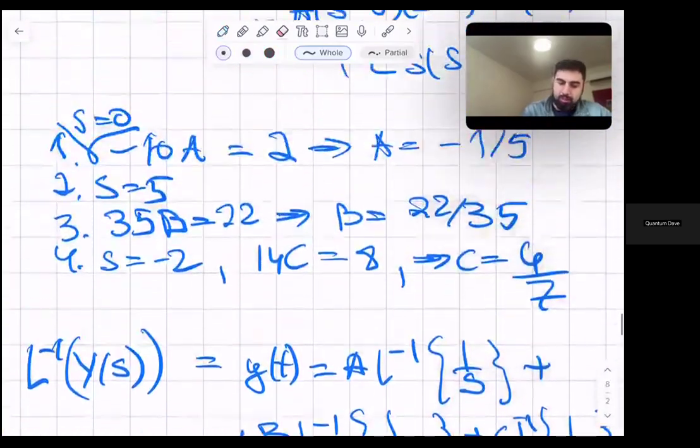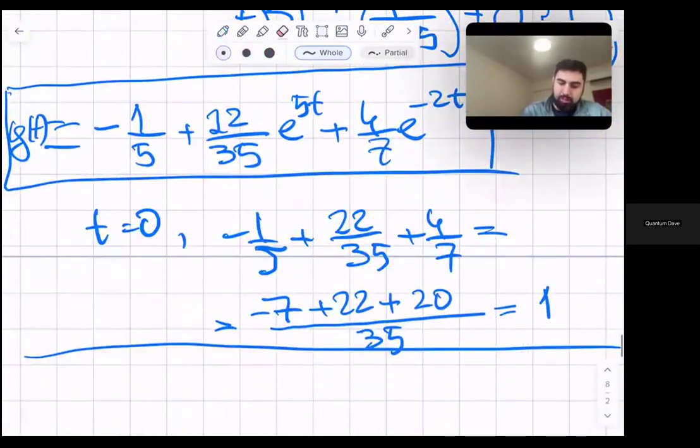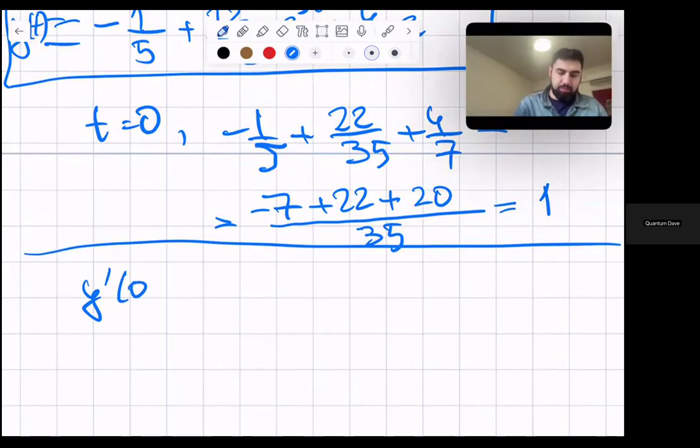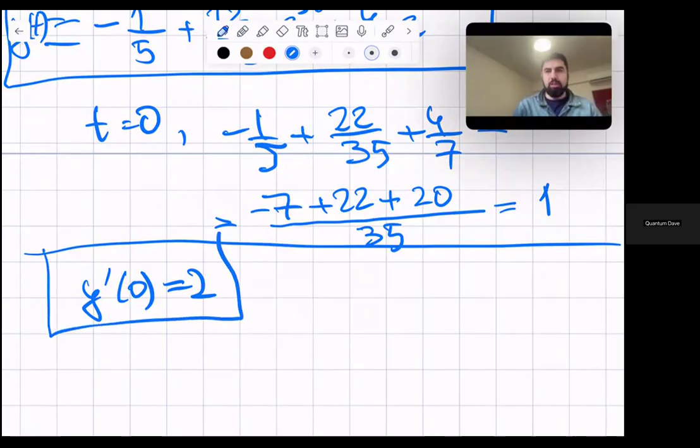Second thing to check is for the derivative, and that one will be a small homework for you. So to check that the derivative at time 0 equals 2. Okay, this concludes today's lecture on Laplace transformation. Hope you enjoyed it.